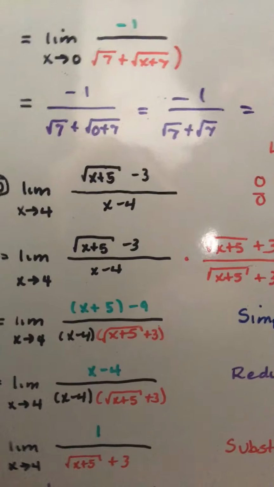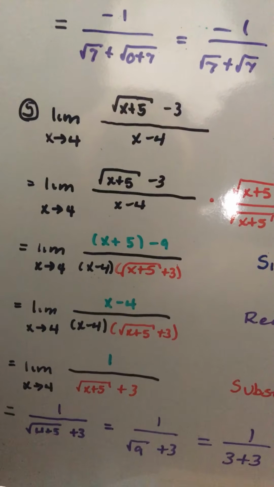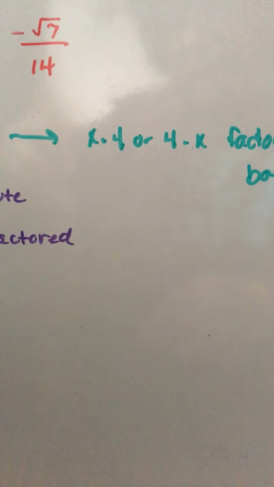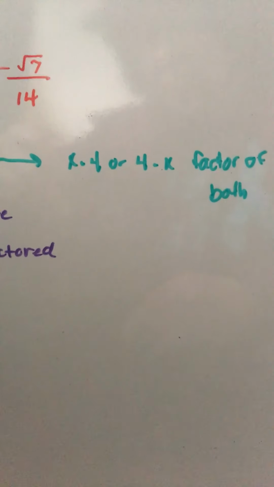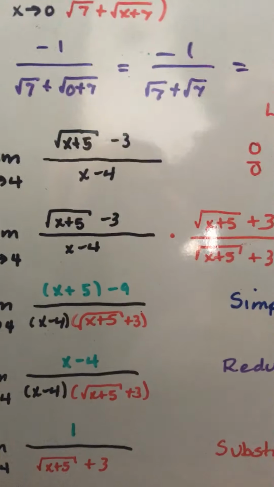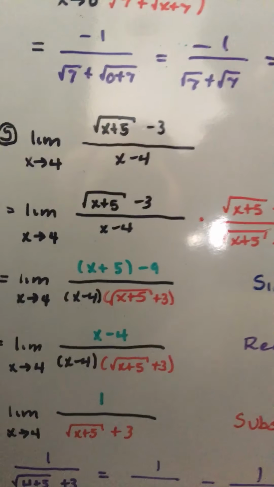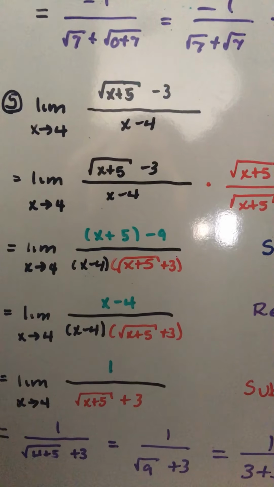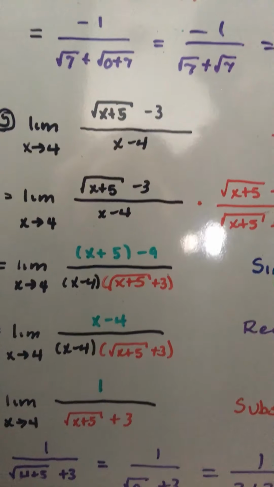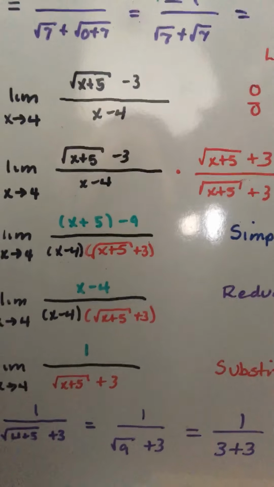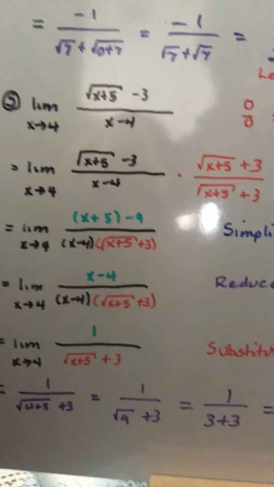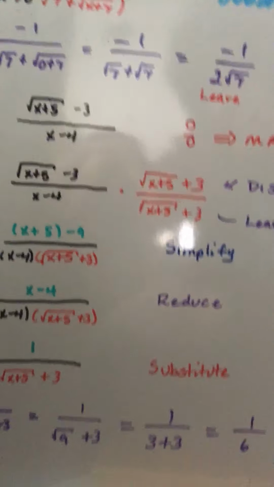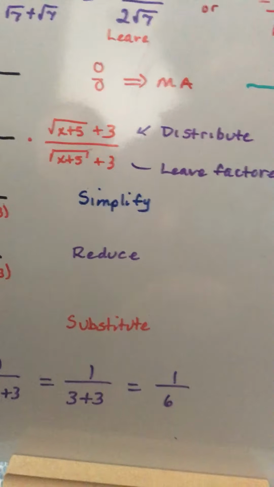For the next problem, again, I'm going to plug in my 4, and I end up with 0 over 0. That means that 4 minus x, or x minus 4, must be a factor of both. And so I distribute. It's a binomial. There's my parenthesis, but again, I don't need to finish the work because I can ignore it. I have x minus 4. The x minus 4's cancel. So I am now simply able to reduce and get 1. When I insert the 4, 4 plus 5 is 9, whose square root is 3. So my final answer is 1/6.